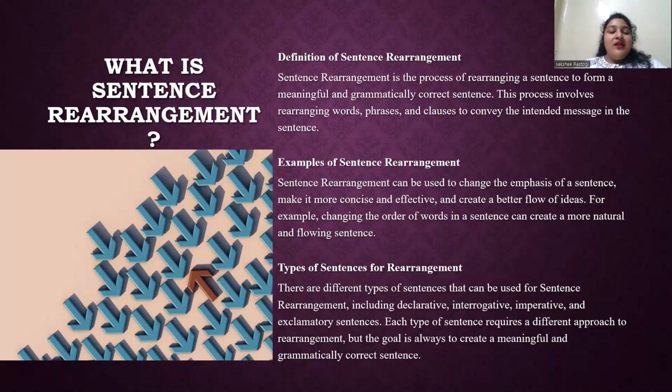Conditional sentences contain a condition, if or whether, and a consequence, then. For example, if it rains, I will take an umbrella. A rearrangement example is, I will take an umbrella if it rains. Relative sentences contain a relative pronoun like who, which, or that. For example, the book which is on the table is mine. Rearrangement example, the book that is on the table is mine.